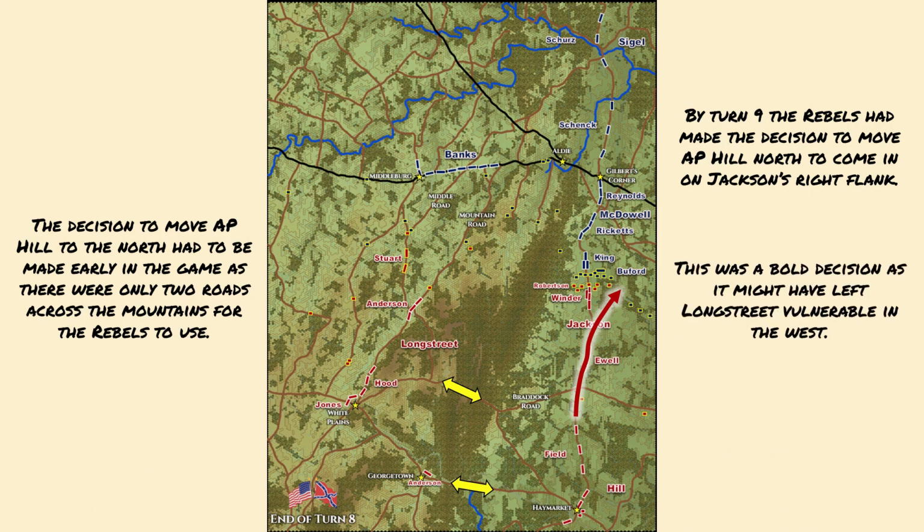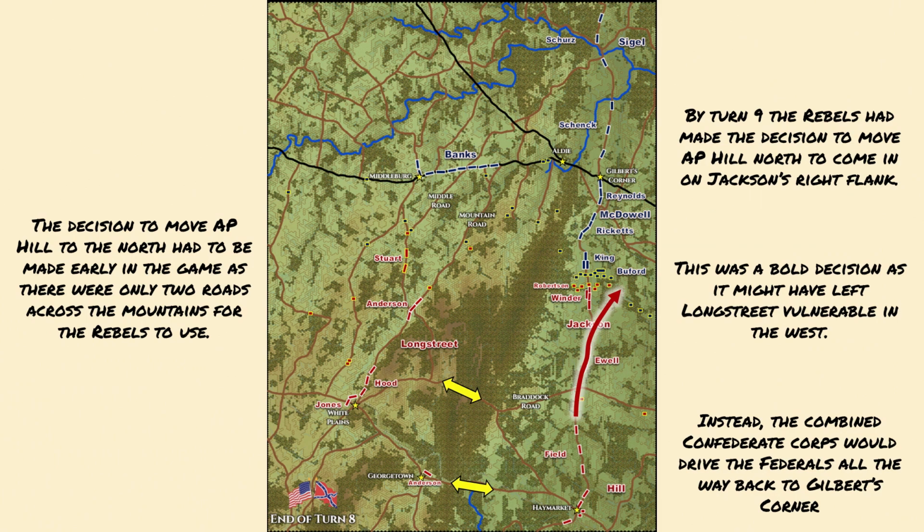And this was a bold decision, as it might have left Longstreet vulnerable in the west. Had the Federals had 2 corps moving offensively on that side of the battlefield, there could have been a vastly different outcome to this battle. Instead, the combined Confederate corps would drive the Federals all the way back to Gilbert's Corner, and they were the deciding factor in this battle.